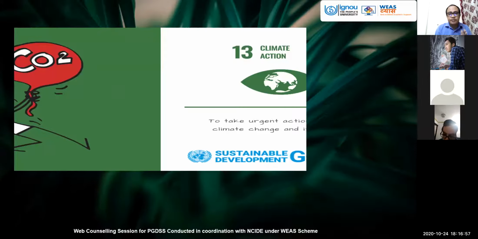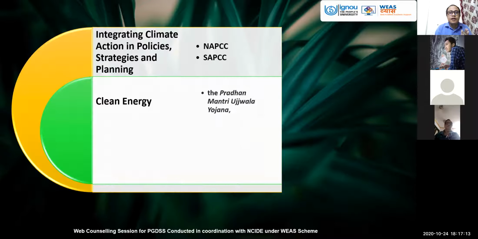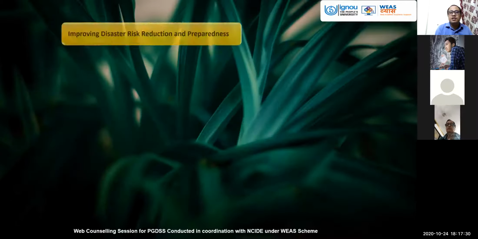13 is climate action. In climate action, we have integrated climate action policy strategies. We have the National Action Plan on Climate Change. So at the national level, we have NDC goals. Then at the state level, we have State Action Plans on Climate Change. Under this goal, we have clean energy: the Pradhan Mantri Ujjwala Yojana. Then for emission intensity, we have the National Air Quality Monitoring Program, regularly done by CPCB in collaboration with different institutions and organizations.